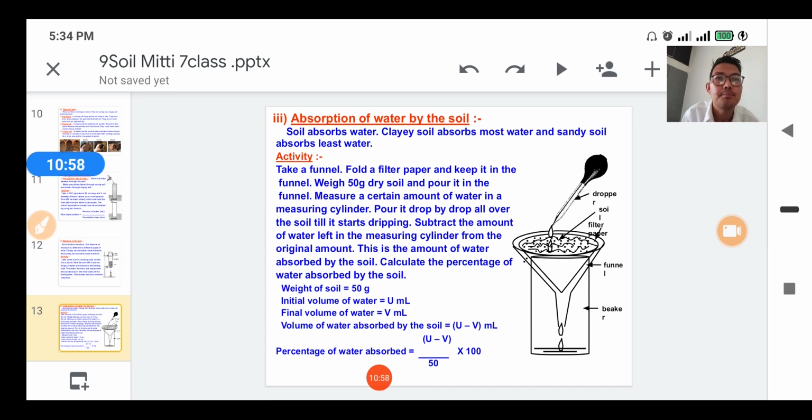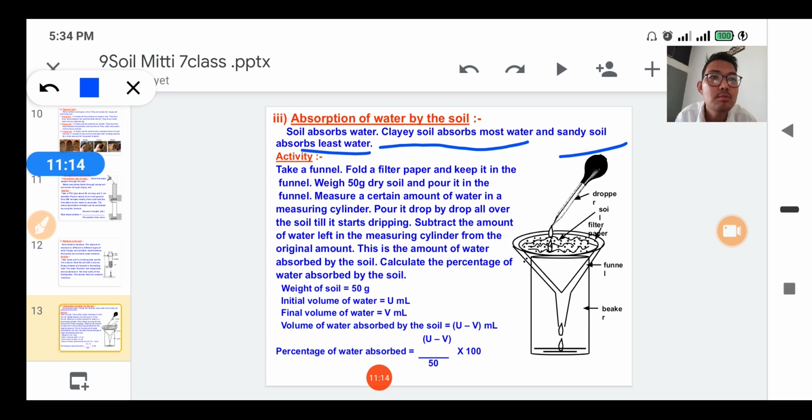Next is absorption of water by the soil. Soil absorbs water, you know very well. Clay soil absorbs most water and sandy soil absorbs least water. Why? Because sandy soil passes out most of the water. So sandy soil cannot retain much water. So here it means to say that retention of the water.